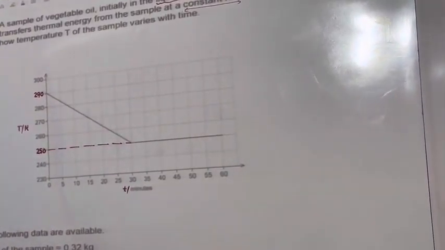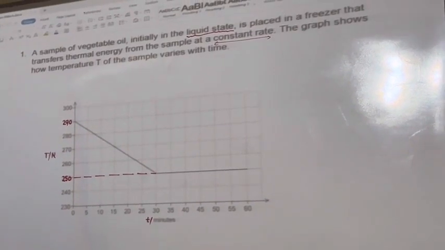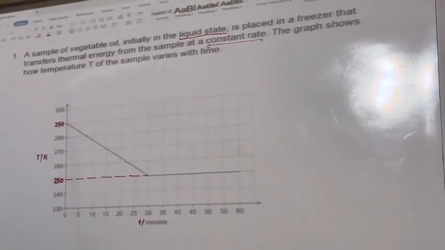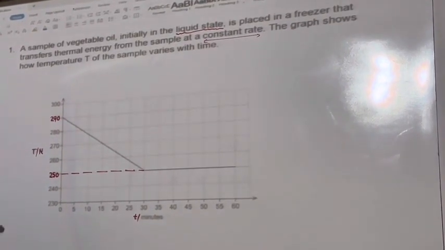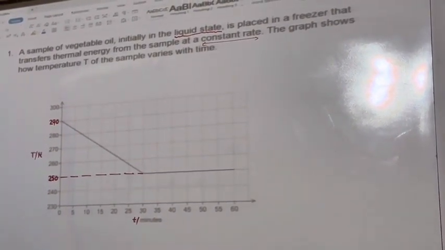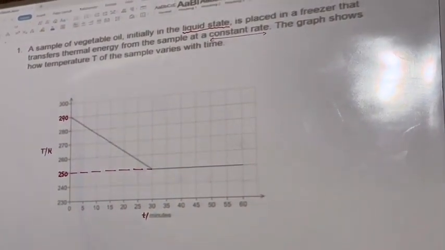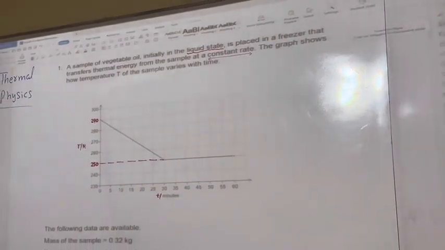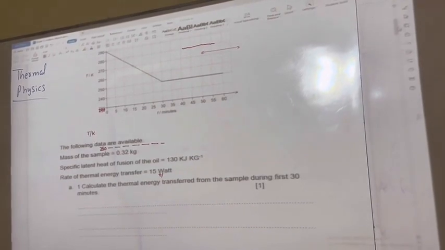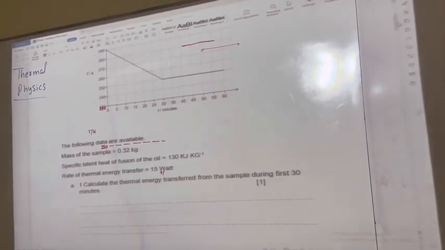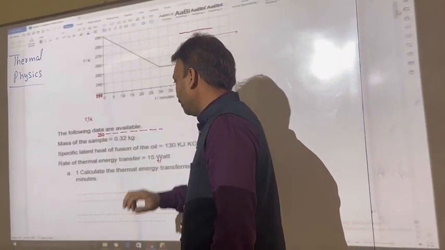So what is happening? A sample of vegetable oil initially in the liquid state is placed in a freezer, transferring thermal energy from the sample at a constant rate. The graph shows how the temperature T of the sample varies with time. So this is the graph, and we are given the following information: the mass of the sample, the mass of the vegetable oil, is 0.032 kg.